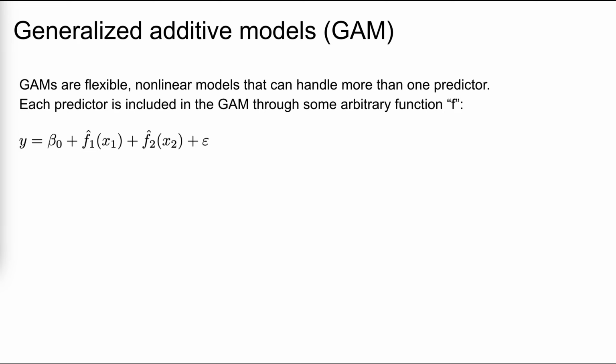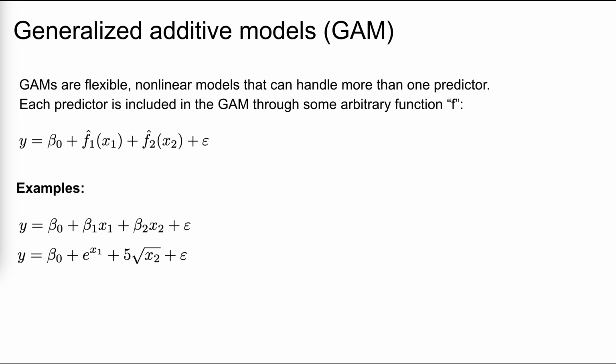GAMs are flexible, non-linear models that, unlike lowess, can handle more than one predictor. And each of these predictors is included in the model through some arbitrary function f. Let's consider some examples of what these smooth functions might look like and why I call them arbitrary. First, it might turn out that the function f1 of x1 is some coefficient beta 1 times x1, and the function f2 of x2 is some coefficient beta 2 times x2. But this is just our usual linear regression model.